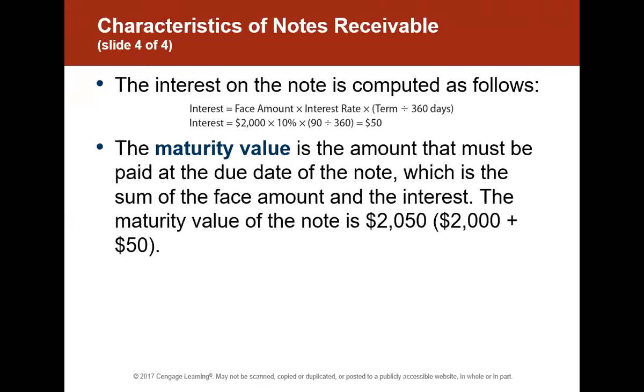So when this note comes due, or this note matures, which is just another word for due, they're going to owe us the $2,000 plus the $50 in interest.